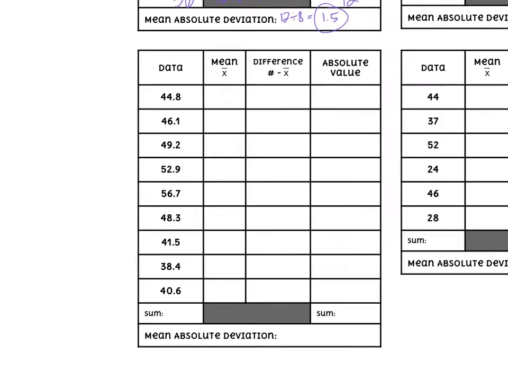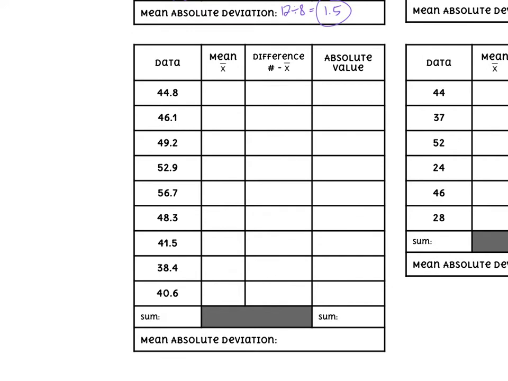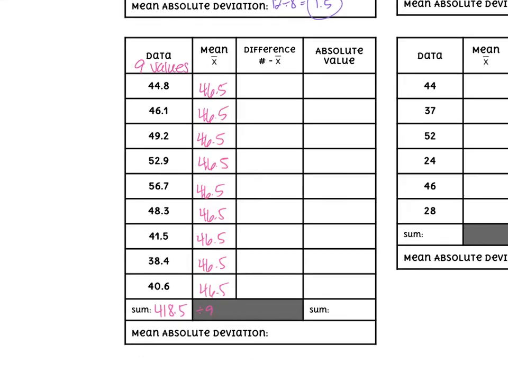Let's do one more example. This particular example has 9 values in it. There are 9 numbers. So when I add them all up, I get 418.5. Then I divide that by 9, and I get 46.5. Then I am going to take the data and subtract the mean, and I get the differences of this. So now I have all of my data points, and then I can change them all to their absolute value, which is positive.